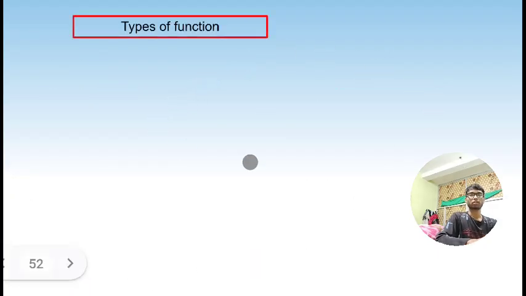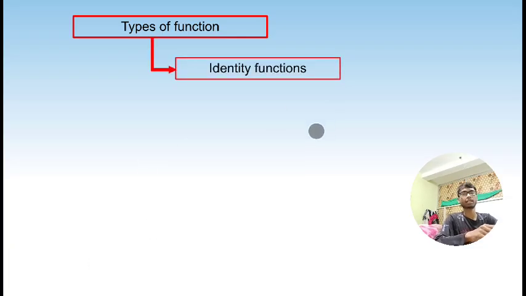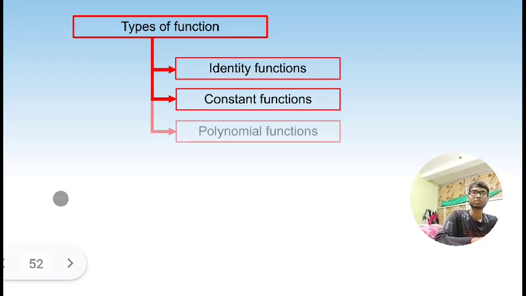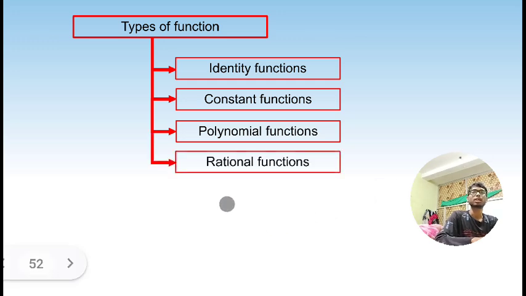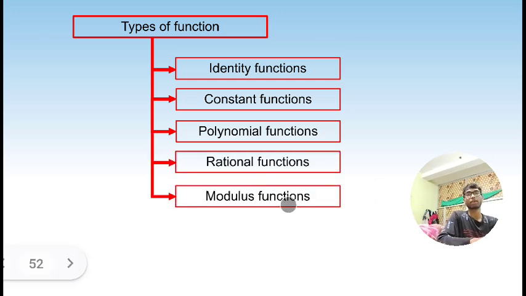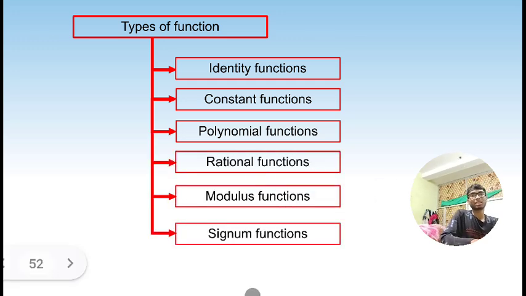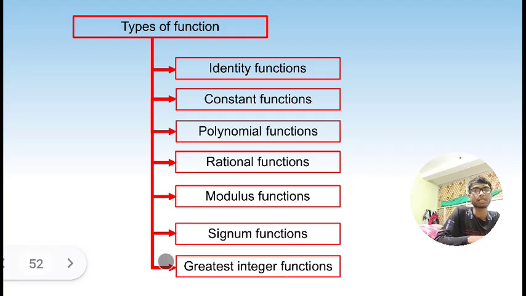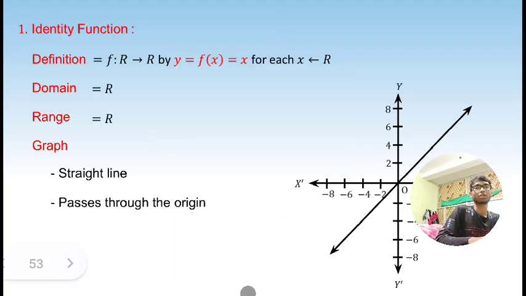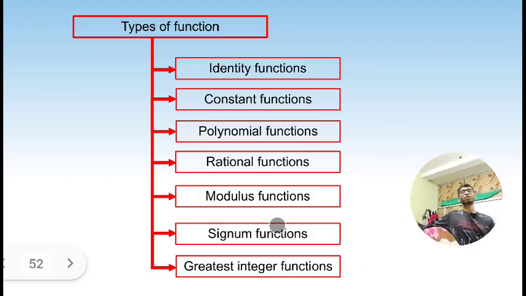So, types of functions. First is the identity function, and then next we have constant function, then we have polynomial functions, then rational functions, then modulus function, then signum functions, then greatest integer function. All this will be covered. So let's start with the identity function.